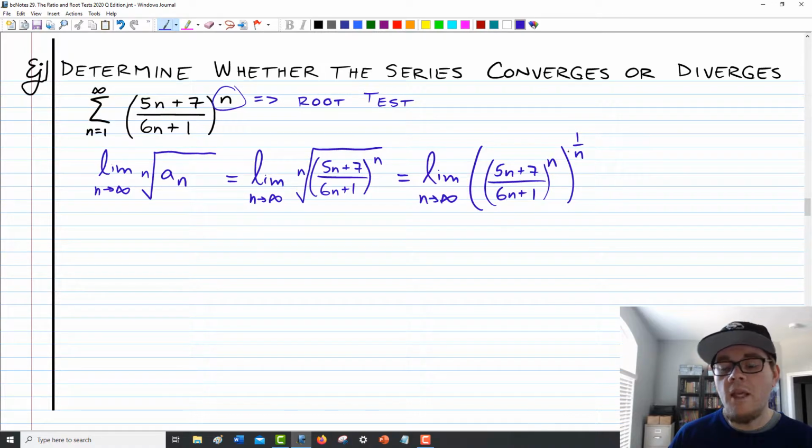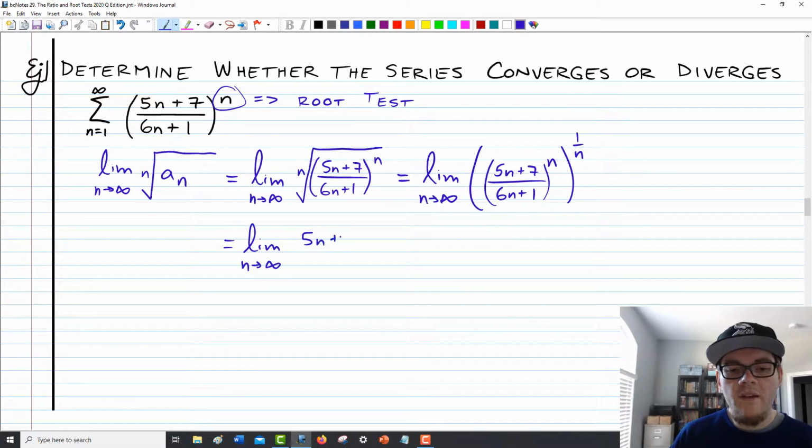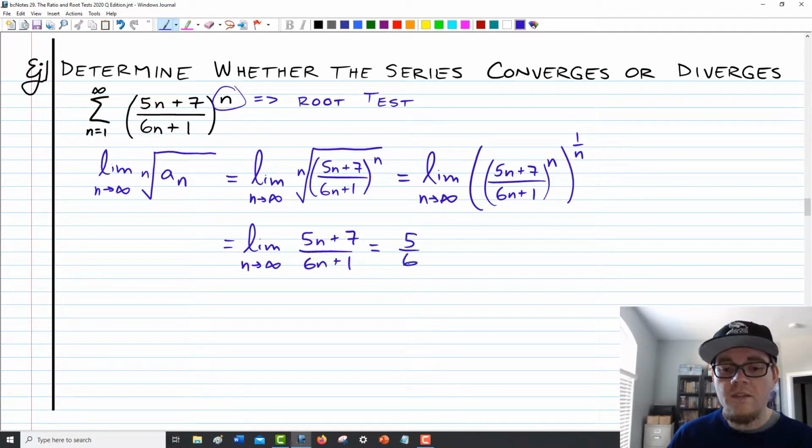We multiply those powers, we get n over n, which is 1, which means this is equivalent to evaluating the limit as n goes to infinity of 5n plus 7 over 6n plus 1. So having said that, that's easy to evaluate. You can use L'Hopital's rule, you can use controlling term analysis, you can multiply up and down by 1 over n. Whatever you do, you're going to get 5/6.